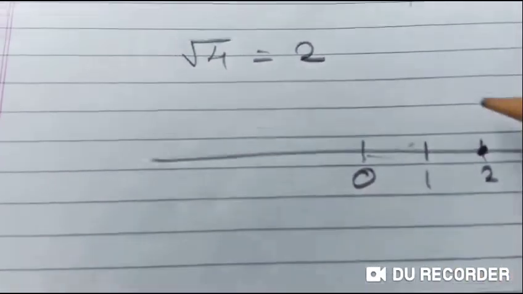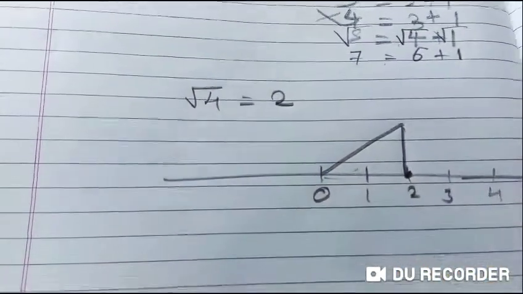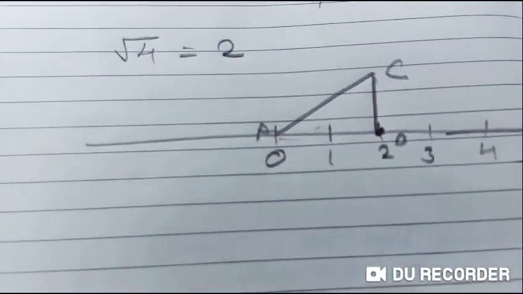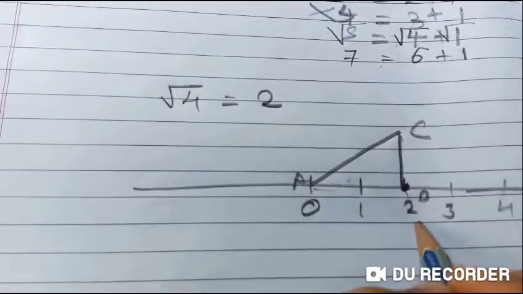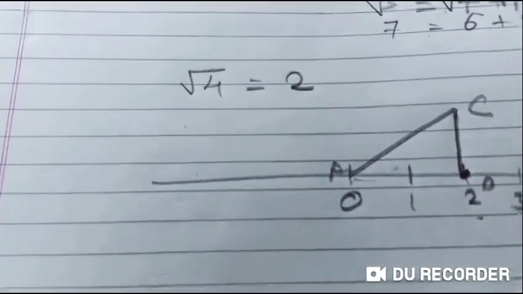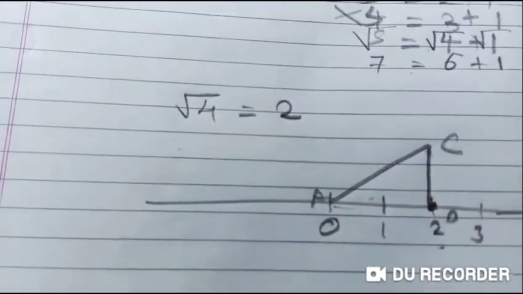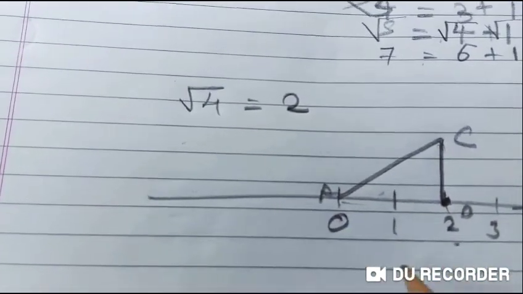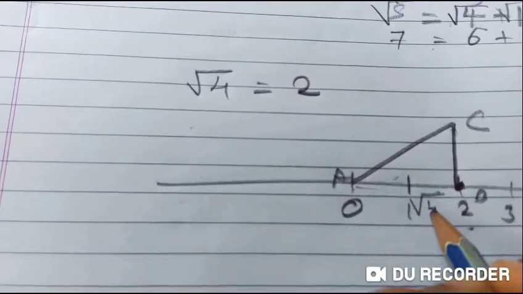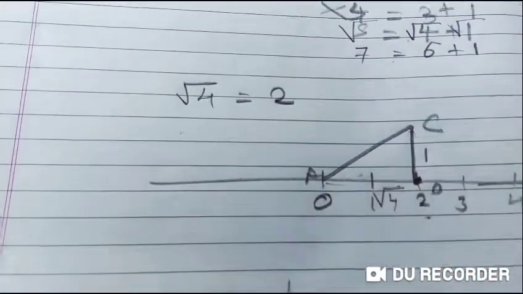Draw again a 1 centimeter line. Join them, 1 centimeter. Again A, B, C. Naming given. Now this is root 4. Root 4 is nothing but 2. So now we will do a similar method to what we did for root 3. Now we want the Pythagoras theorem. What will be the Pythagoras theorem over here? This distance is root 4. This distance is 1. Apply the Pythagoras theorem.